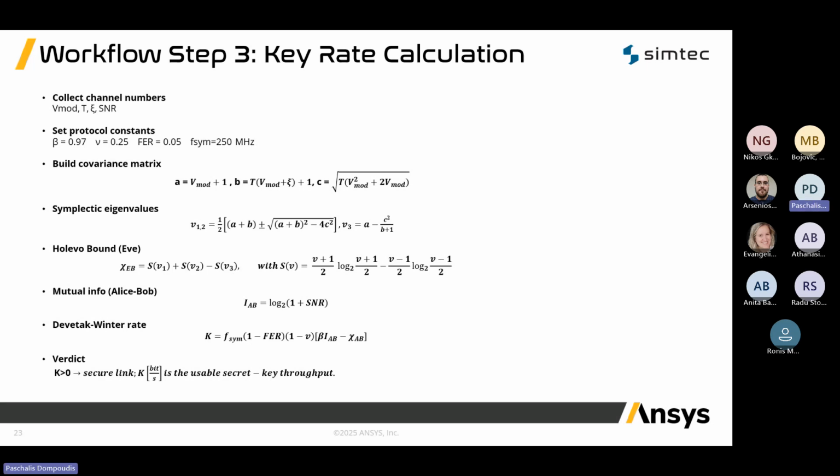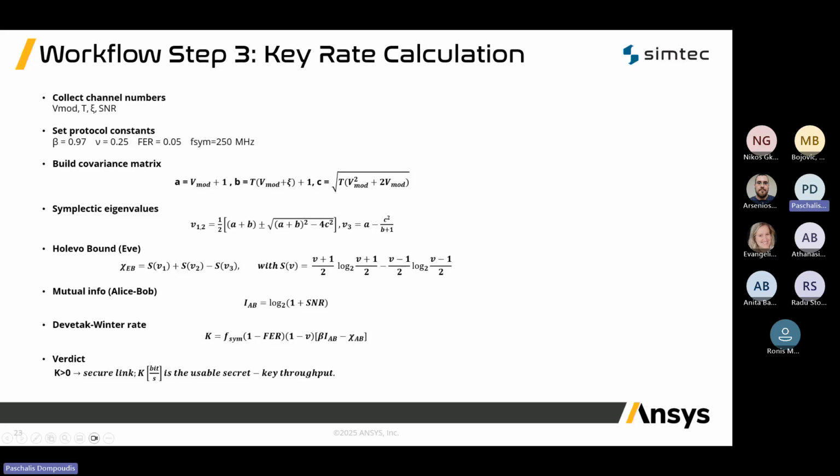Then if we substitute these three eigenvalues into the von Neumann entropy formula, we get the Holevo bound, X EB, which is Eve's optimum knowledge per pulse. Then we have Alice and Bob's mutual information. Due to the Gaussian statistics, the mutual information per pulse is exactly log 2 of 1 plus SNR. If we multiply this by beta, we can account for the real world efficiency of the decoder.